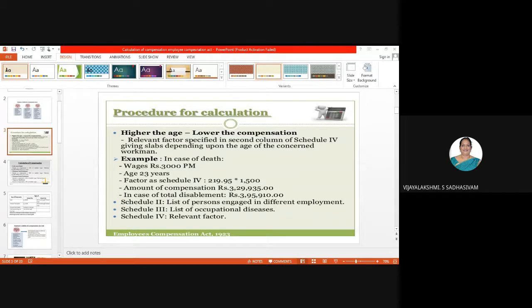So based on the relevant factor, we take the amount of compensation to be paid to the employee. So here, schedule 2 refers to the list of persons who are engaged in different employment, and schedule 3, as we discussed, has part A, part B, and part C, and schedule 4 we have already seen, the relevant factor. So based on this only, we will do the calculations of how we are going to calculate the amount of compensation for the employees to be given.